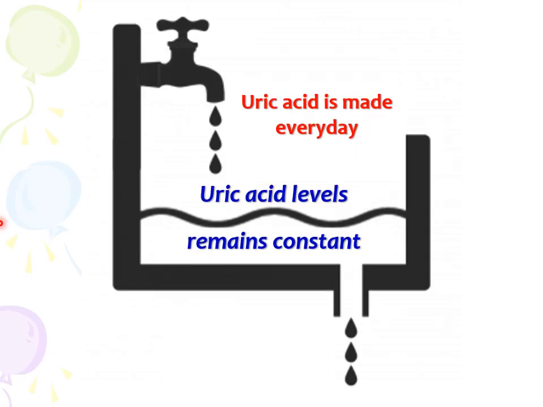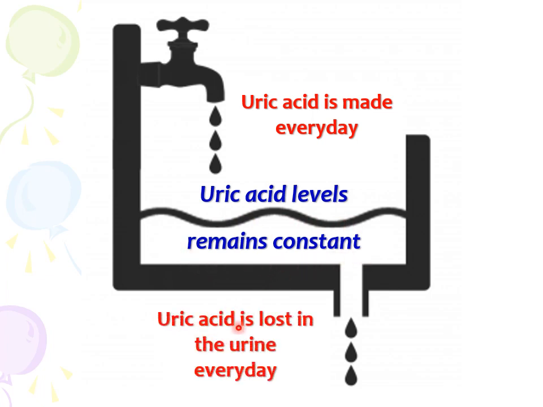Here is one other picture. One tap is shown over here. So uric acid is produced in the body and its level is controlled, and excess uric acid is lost in the urine, simple. So what you have to do in case of gout is suppress the production or enhance the excretion of uric acid.